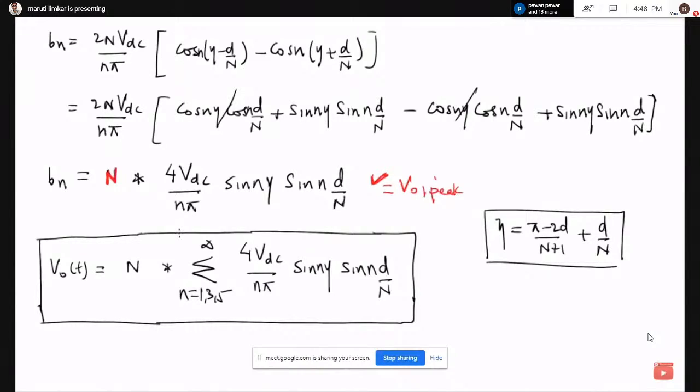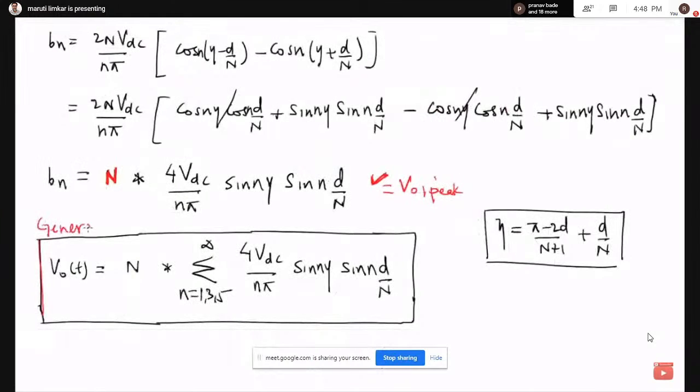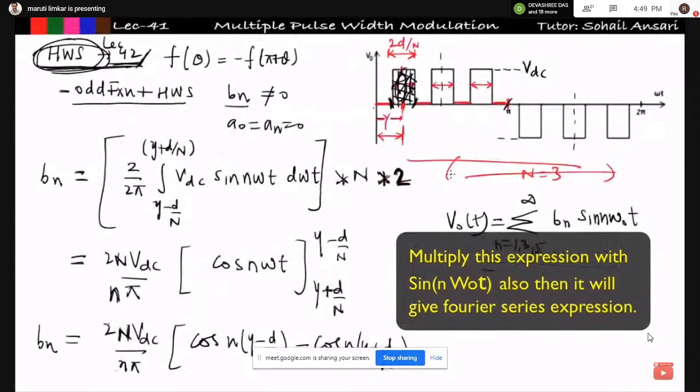So what is the final Fourier series expression of this kind of waveform? This is my generalized expression. For any value of N, you can apply this Fourier series, that is equal to N multiplied by summation of n equal to 1, 3, 5 up to infinity 4 VDC upon n pi sin n gamma sin n d by n. So this is the generalized expression of the multiple PWM technique. This is my analysis, and I derived this just by generalizing each and every term in order to get the Fourier series expression of multiple PWM. Now, if you want to take 2 pulses, no problem, take N equal to 2 and write down the Fourier series expression.